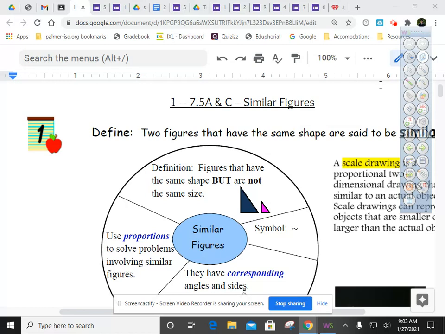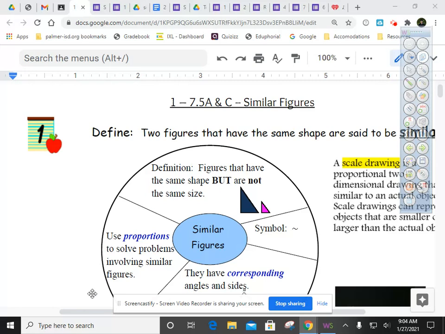Similar figures. It's what's right here on the board. So if you're online, you can write this down because you can't see. Same shape, same angles. The sides are proportional. That's it. That's also what it says up here on the board, just kind of a little fancier.